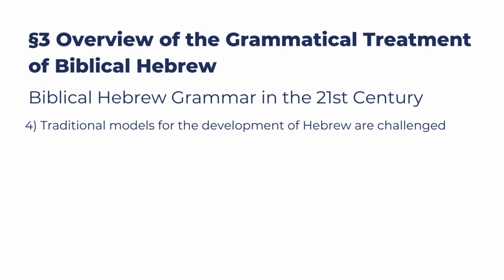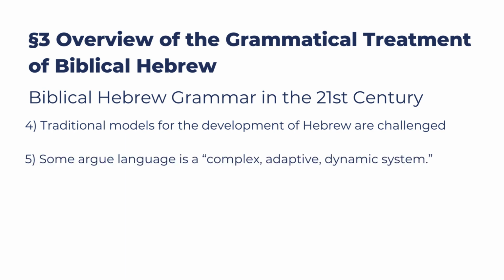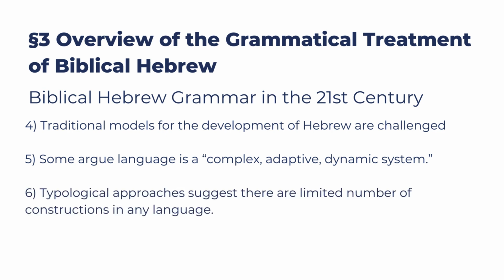So the fourth trend van der Merwe recognizes is the move to challenge some traditional models for the development of Biblical Hebrew as a language itself. Another move he identifies is towards a greater appreciation for the complex social dynamics between people that influences the use and development of grammar itself. A typological approach is another trend that he identifies, and it can be helpful for teaching Biblical Hebrew to non-Western learners because it suggests that there are a limited number of constructions in any particular language.